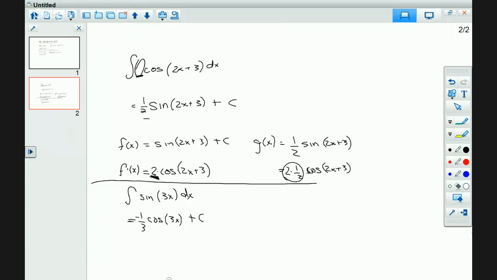Wait, why is it negative? The derivative of sine is cosine, not negative cosine. So why do we have the negative 1/3? Because it's an antiderivative, and we have to deal with this. Why wouldn't it be like x2? Because it's not, it's 3x.